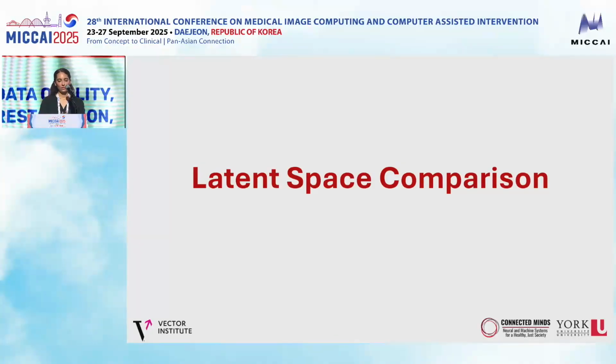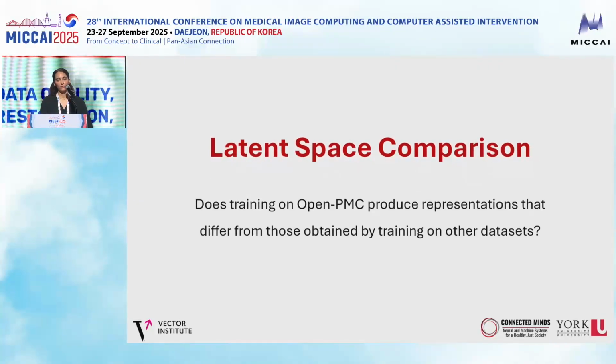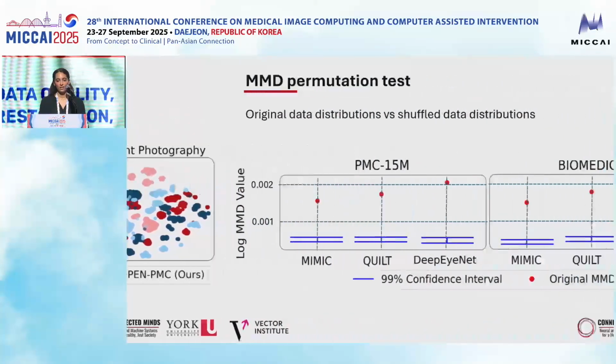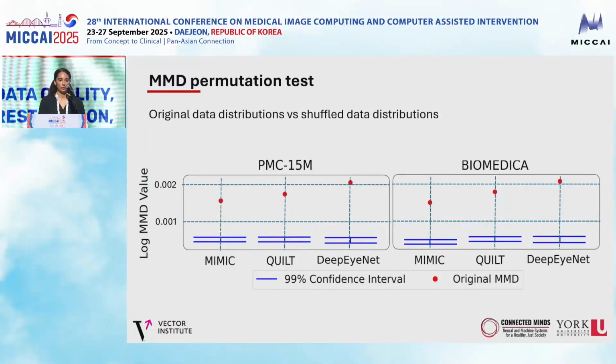After that, we also wanted to do a latent space comparison. We wanted to do this to make sure that the preprocessing steps that we added to curating this dataset are really affecting the learning of different representations for our data. First we did a visualization, and as you can see here, our model is learning different representations compared to the previous models. We also did an MMD test to quantify this difference.